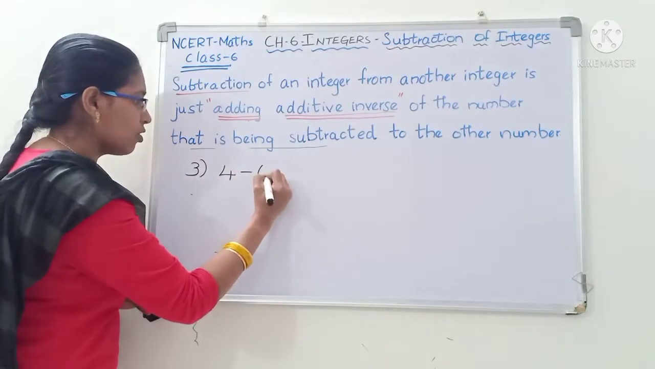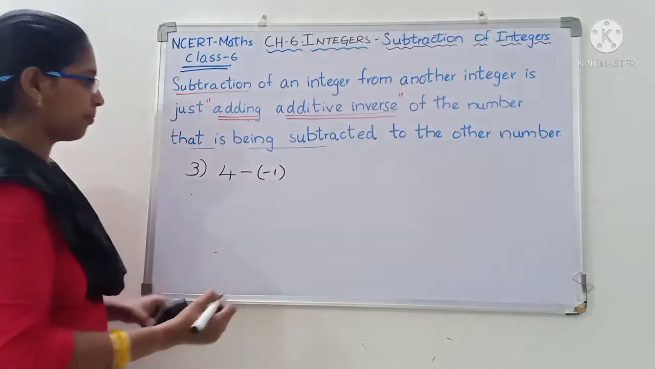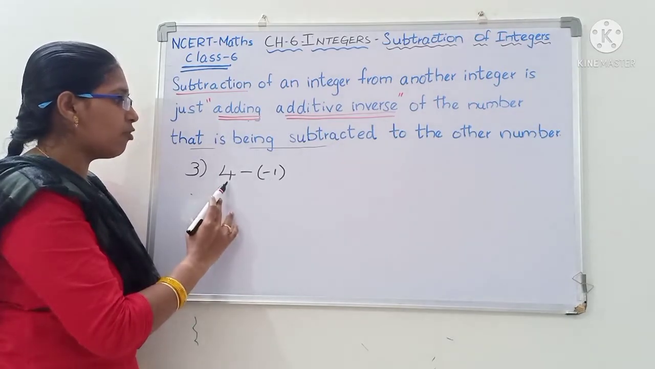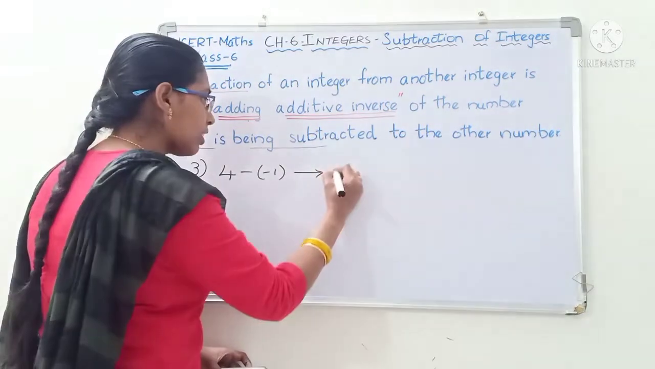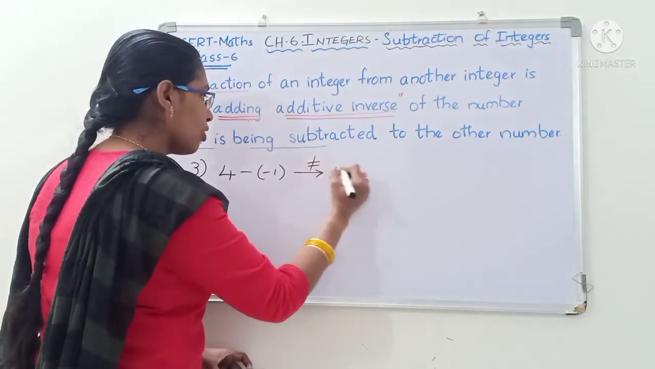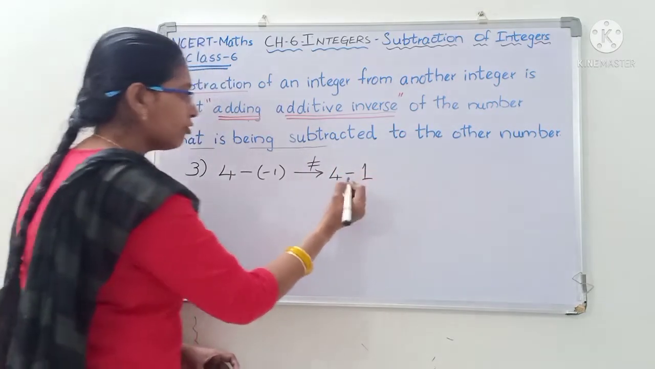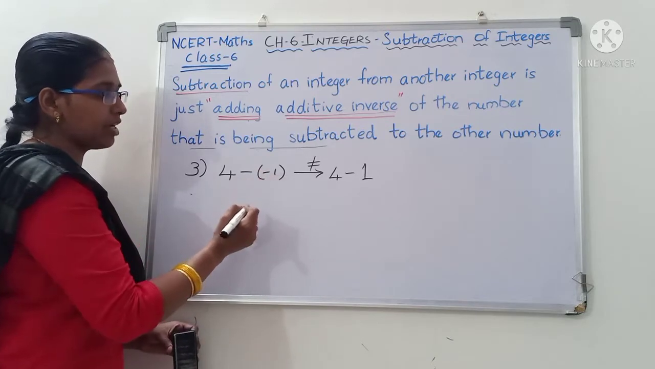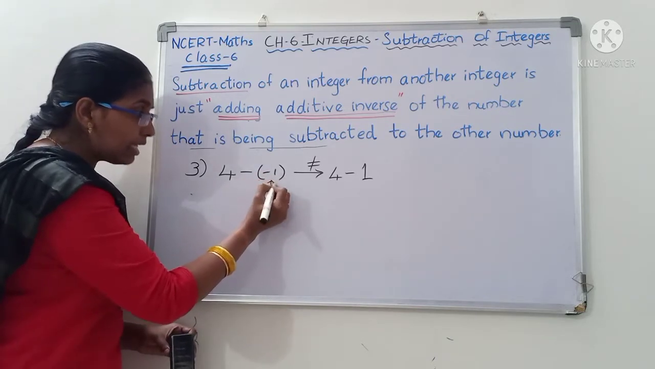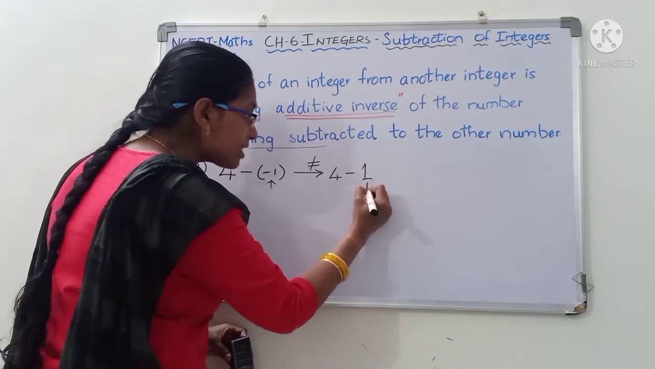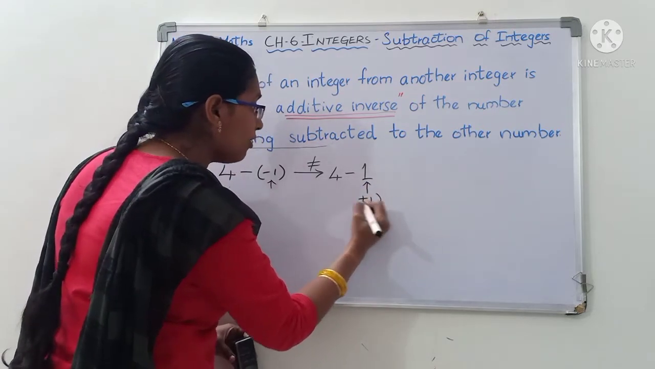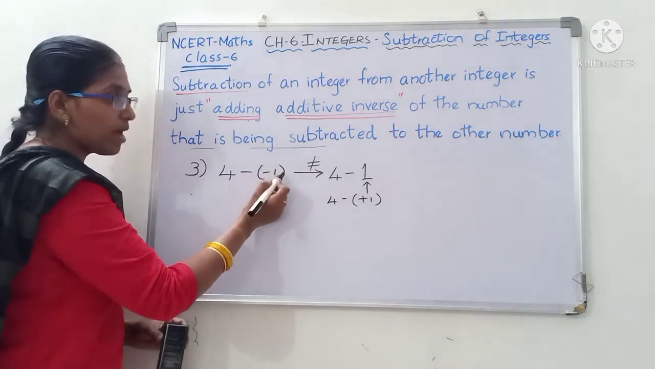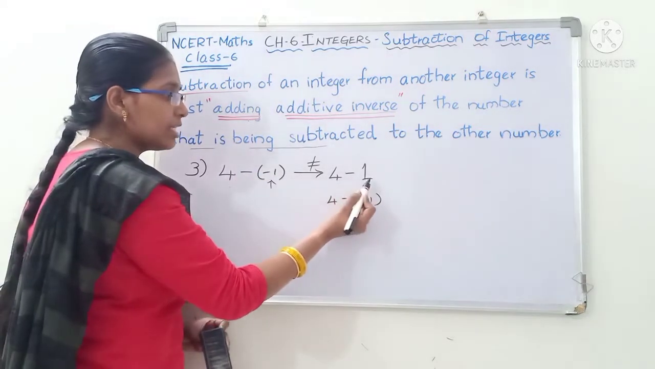Four minus of minus 1. So they are asking to subtract minus 1 from 4. This is not equal to 4 minus 1. 4 minus 1 is different, children, and 4 minus of minus 1 is different. Here we are subtracting minus 1 from 4. Here we are subtracting plus 1 from 4. So remember this, children. 4 minus of minus 1 is different from 4 minus 1.